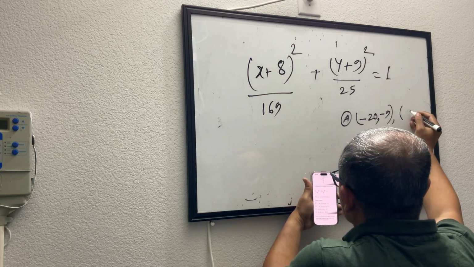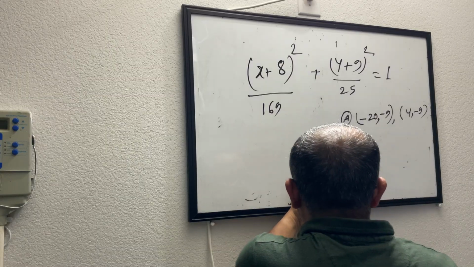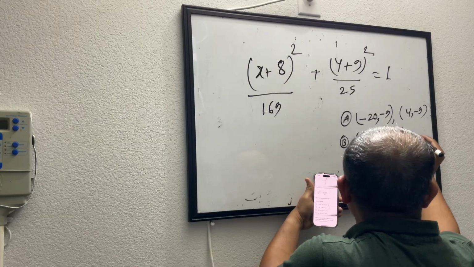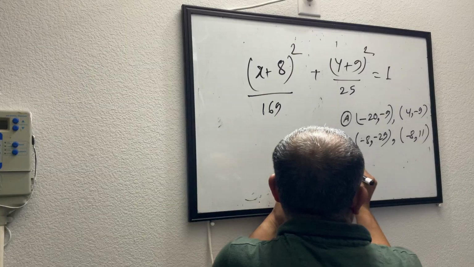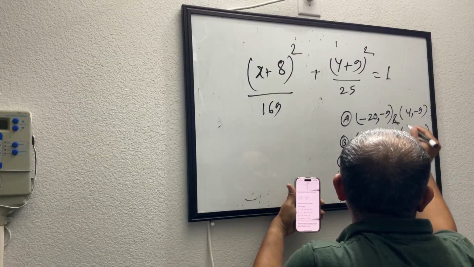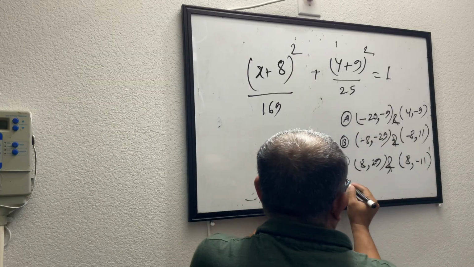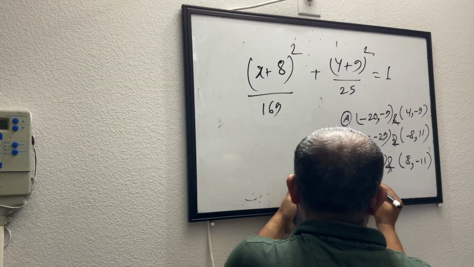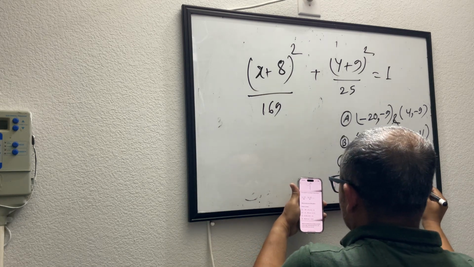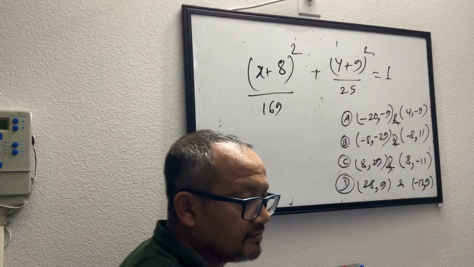The first option is 4 comma minus 9, and the second one is given as minus 8 comma minus 29 and minus 8 comma 11. The third option is given as 8 comma 29 and 8 comma minus 11. The fourth one is given as 28 comma 9 and minus 12 comma 9.